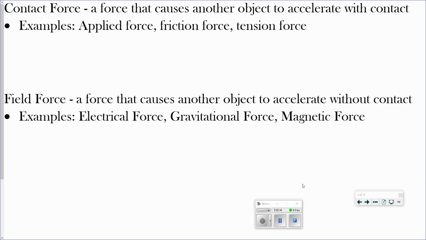Field forces. Those are forces that cause something to accelerate without having to touch it. And we haven't delved into those except for gravitational force. When we're looking at Coulomb's law today, we're going to be looking at electrical force. We already know that gravitational force can be calculated either using Newton's law of gravitation or, on planet Earth, F equals ma. Today we're really just going to focus on electrical force. Magnetic force is also a thing, but we're not going to talk about this today. So those are three examples of field forces.